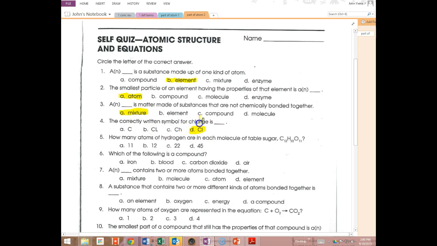Chlorine is capital C, lowercase l. If it's capital C, capital L, it makes it seem like there's two different types of elements: carbon and something that would begin with an L, right? So if we're just talking about one element, it's got to have an uppercase and a lowercase letter.